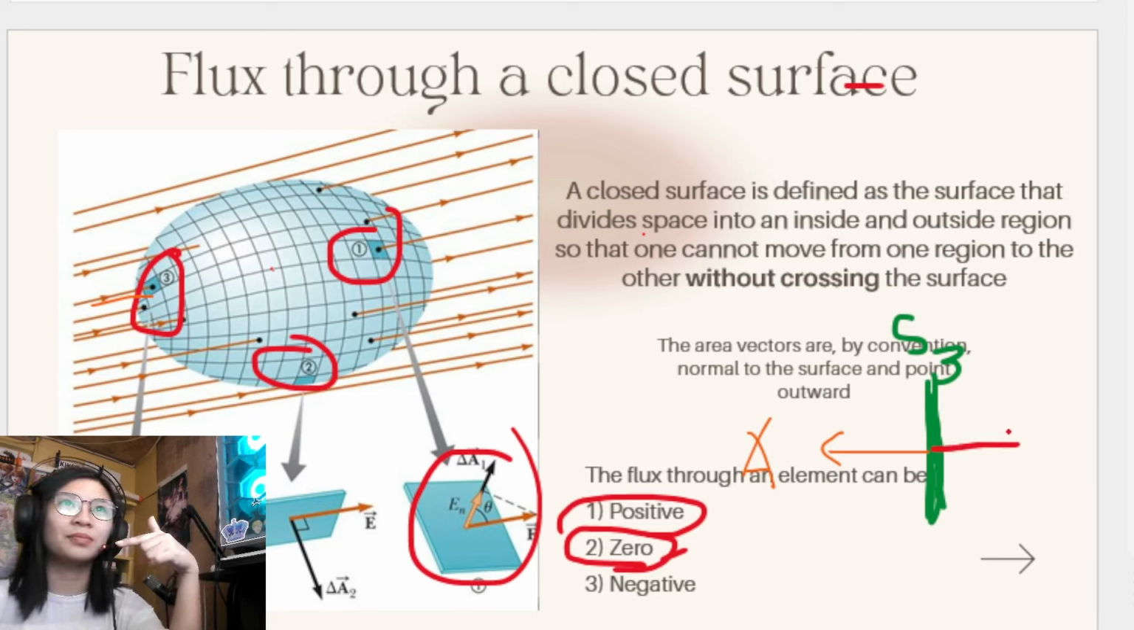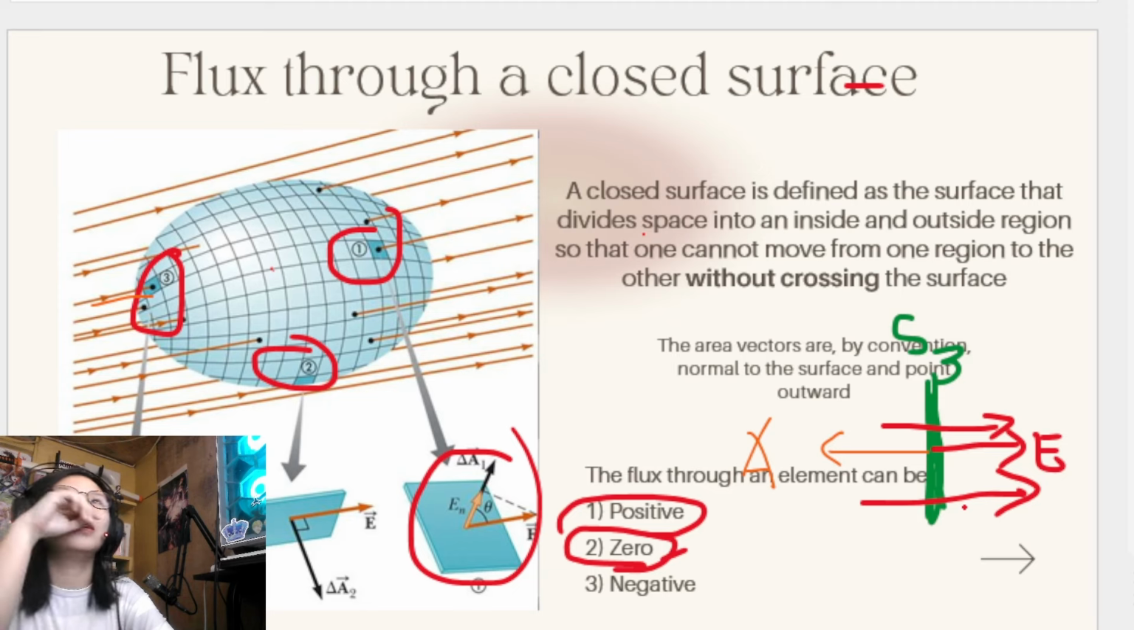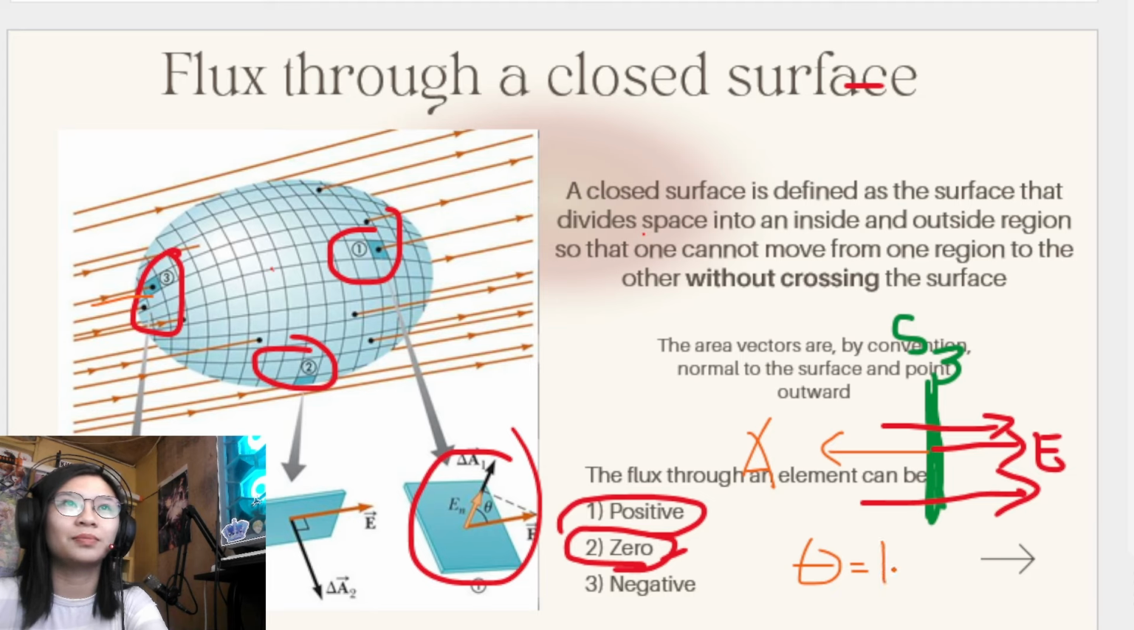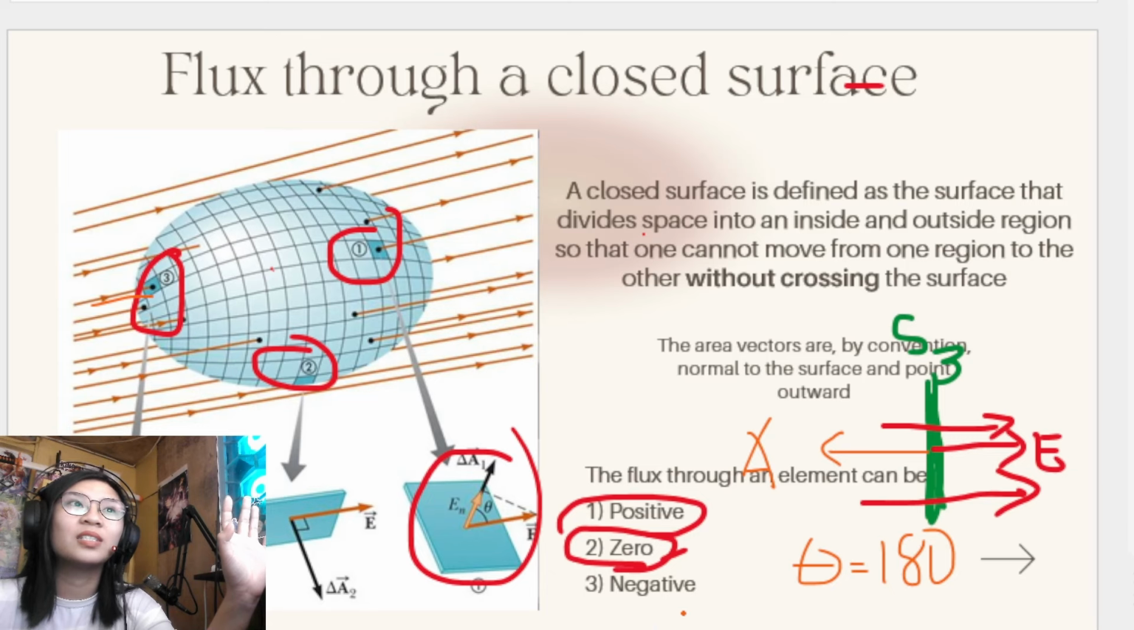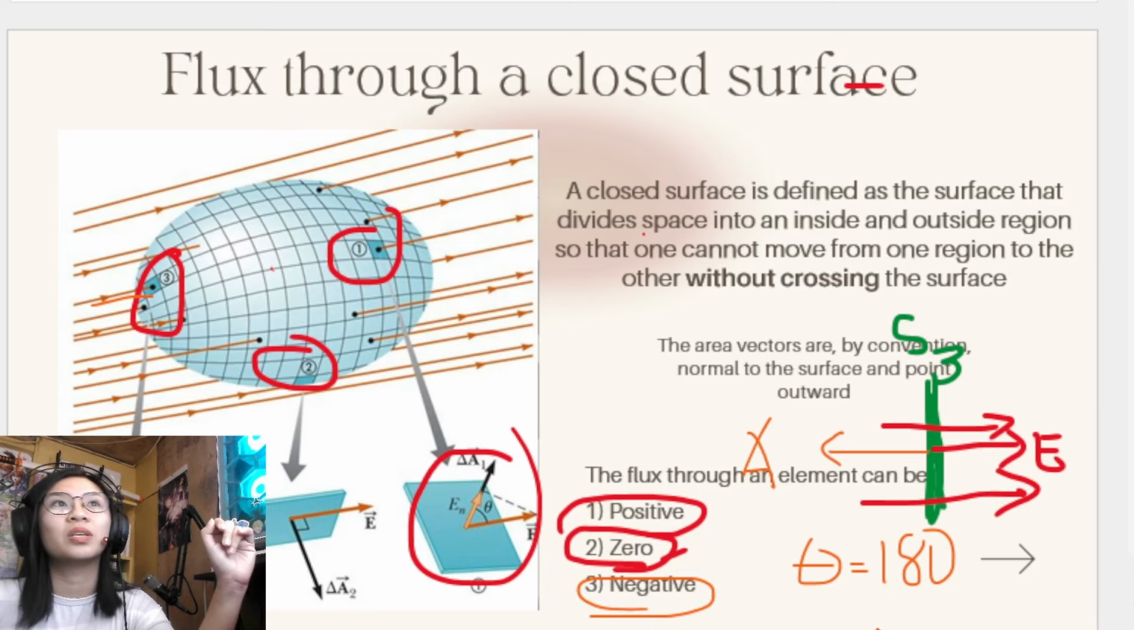Therefore, E penetrates the surface. Your E is going inside the surface. As you can see here, they are opposite, E and A are reversed, making that theta 180. Cosine 180 is -1. Multiplying -1 by your electric field and your area, your electric flux is also negative.